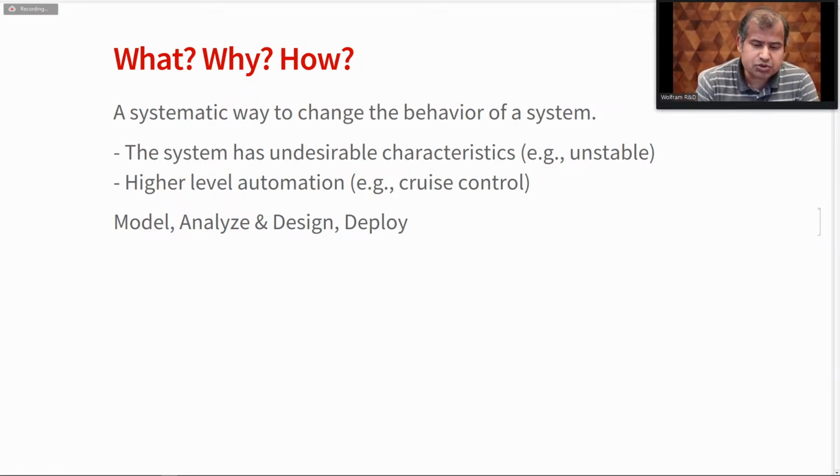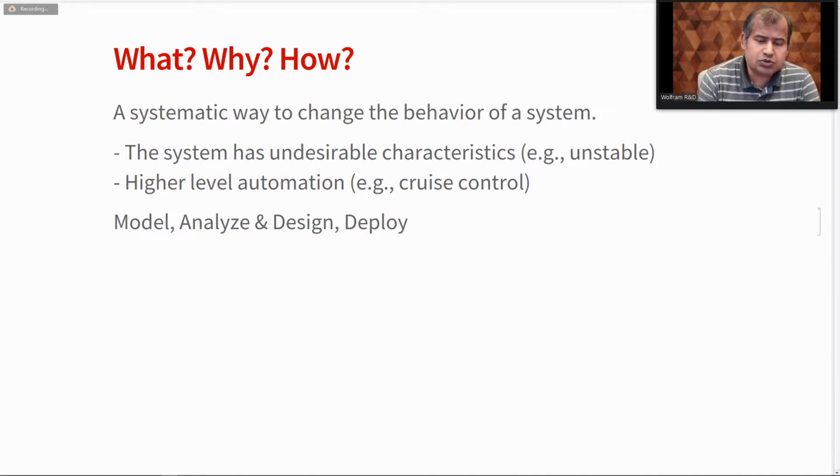Another main reason is that we would like to achieve a higher level of automation. For example, in cruise control, we can control the speed manually using the pedal. And that indirectly controls the position of the throttle plate or the voltage to the motor. But using cruise control, we set the speed we need, and the controller takes care of what setting the throttle plate or the voltage to the motor should be.